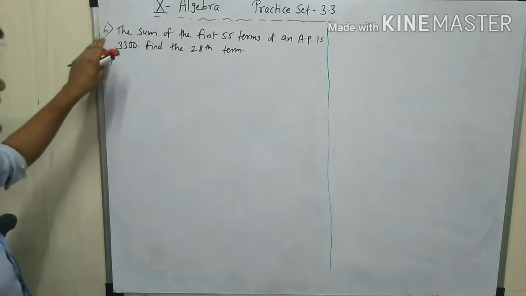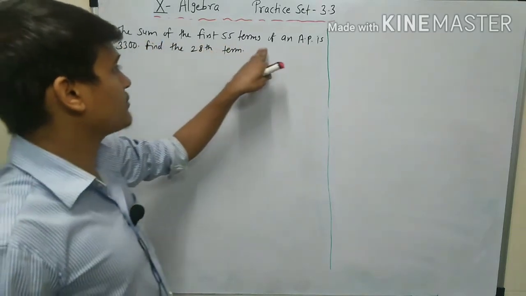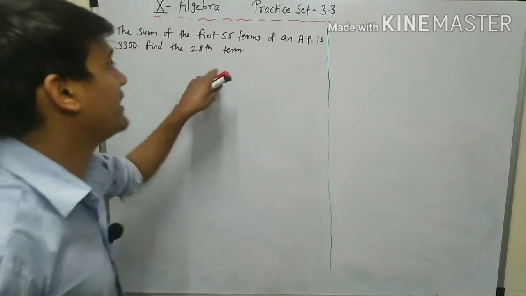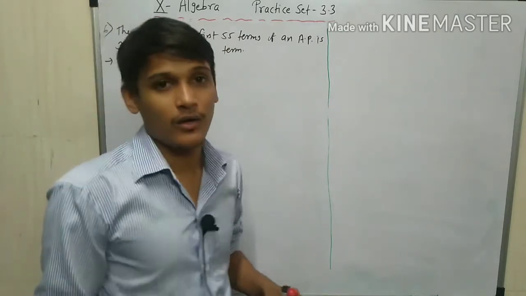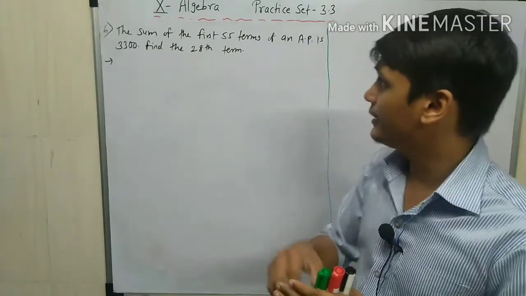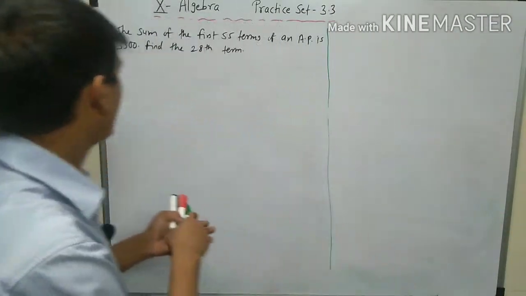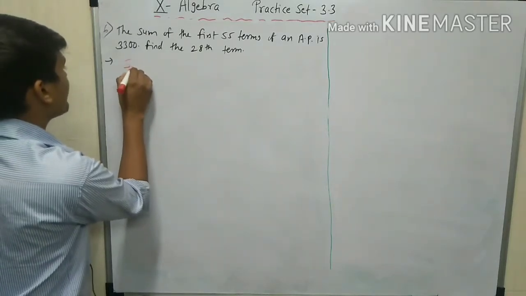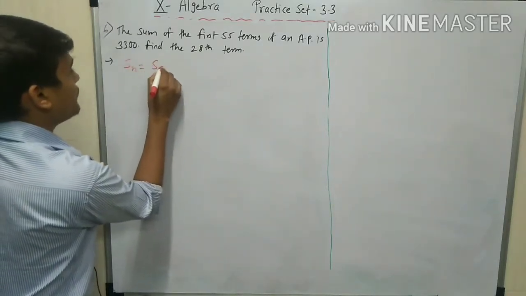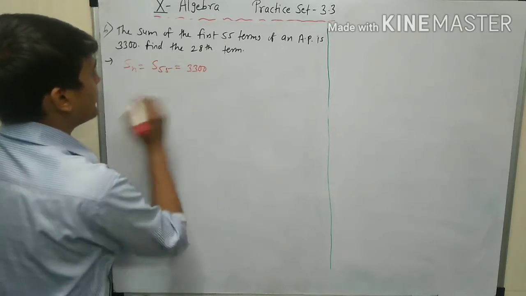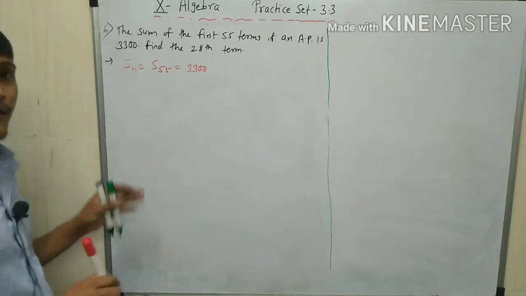Question 6. The sum of the first 55 terms of an AP is 3300. Find the 28th term. Understood? First, the given is S55 is equal to 3300. Understood?